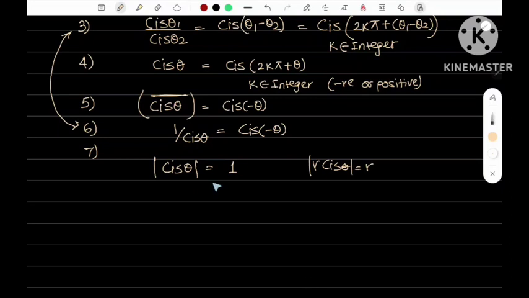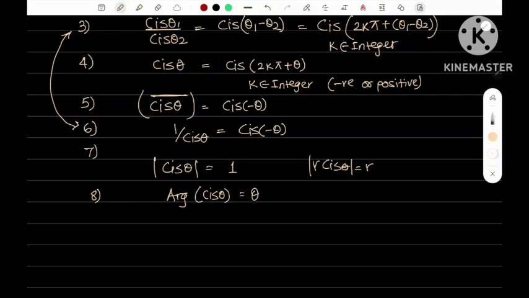And in the same line I can write, magnitude of r cis theta is equal to r. And what about the argument? Argument of cis theta is equal to theta, because this is the polar form, and the argument is directly written in cis theta in the form of a direct angle.